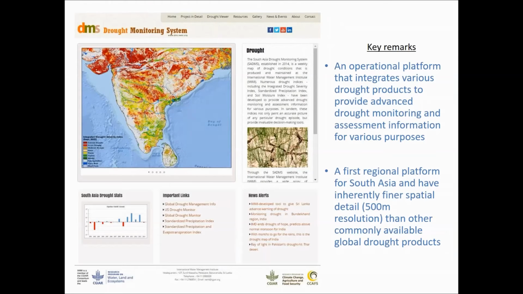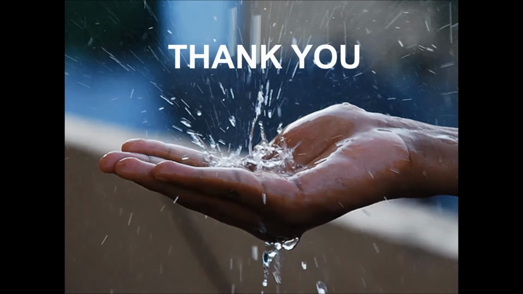Now, as I said, we have this drought monitoring system. You are free to see this website and download the maps or reports. Some pictures are available, and more details about the project can also be seen from this portal. And with this, I close my presentation, and if you have any important questions, I will be happy to answer now or at the end of the seminar.